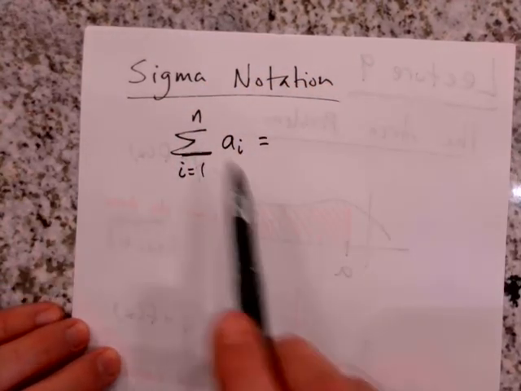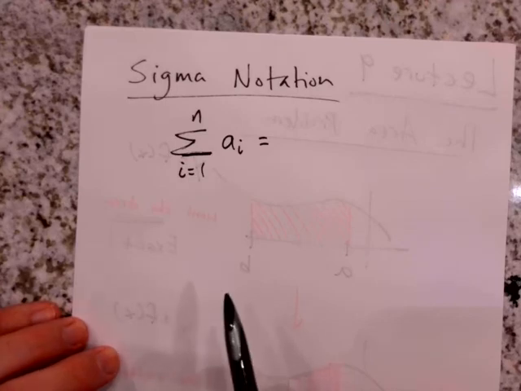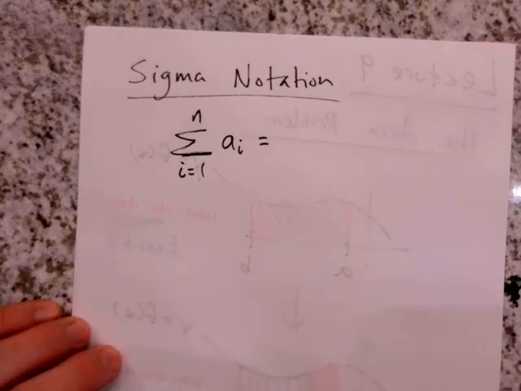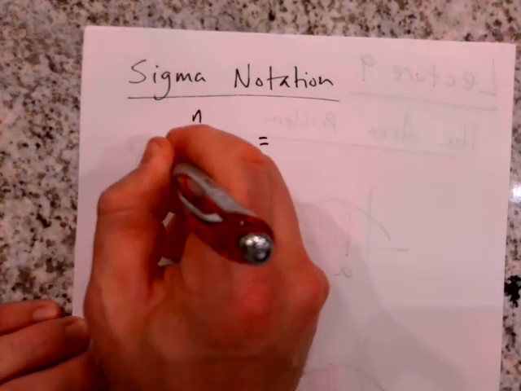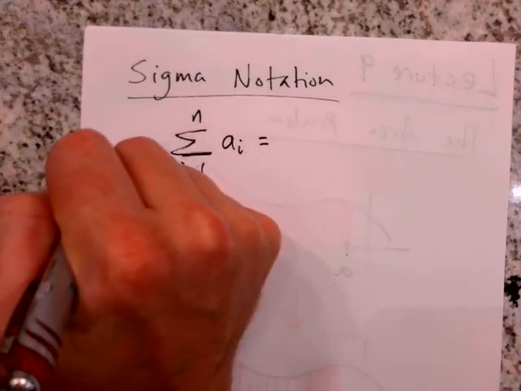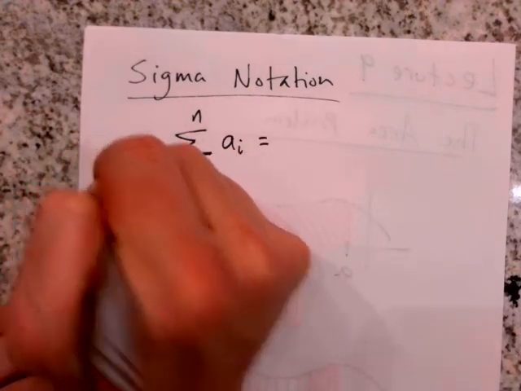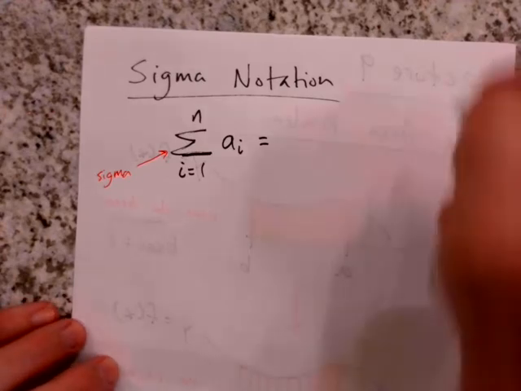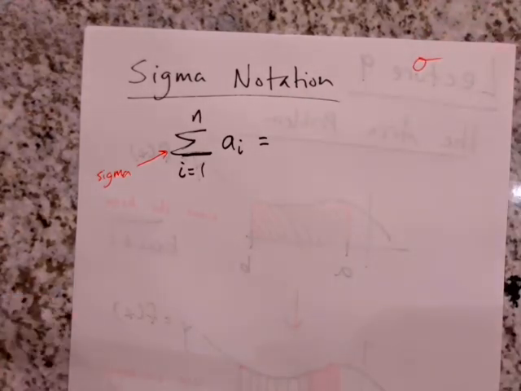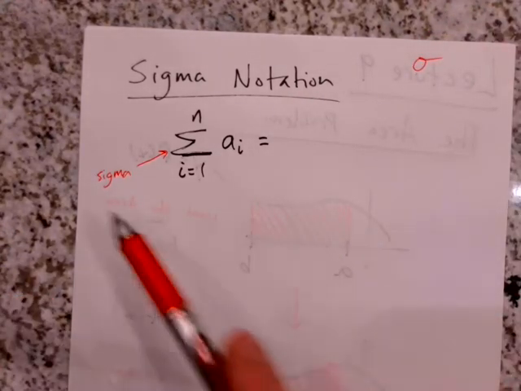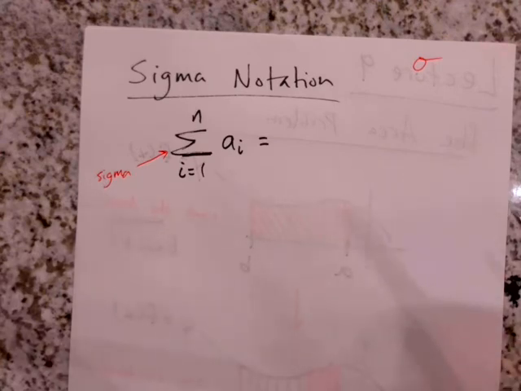So this left side of the equation is in sigma notation. This symbol right here, that's the Greek letter capital S, that's sigma. If you've taken stats, you know that lowercase sigma stands for standard deviation, uppercase sigma stands for sum. All those S words stand together.